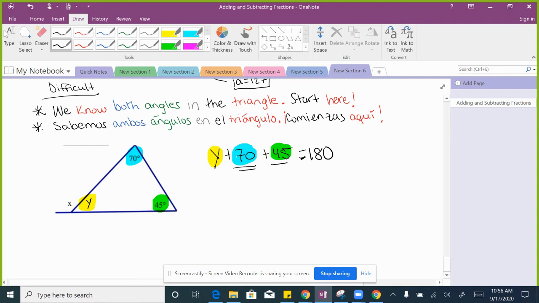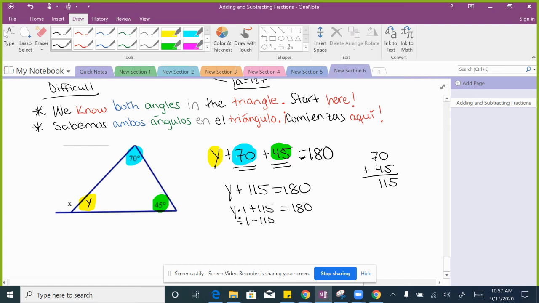Now I can combine like terms. So y plus 70 plus 45. 0 plus 5 is 5. 7 plus 4 is 11. So it's y plus 115 equals 180. And now I backtrack. Y times 1 plus 115 equals 180. Aquí backtrack, haces el proceso y luego los opuestos.